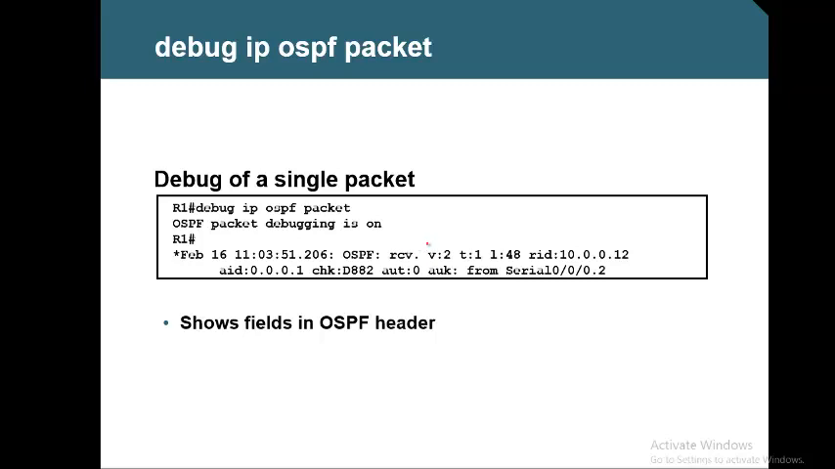I know it's a received packet at this particular time from OSPF. And this is the version, this is the type, this is the length of the packet, this is the router ID of the packet, OSPF area ID, this is the checksum value for integrity. There's no authentication, it is coming from this interface.